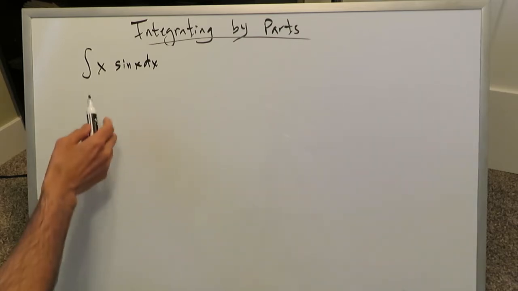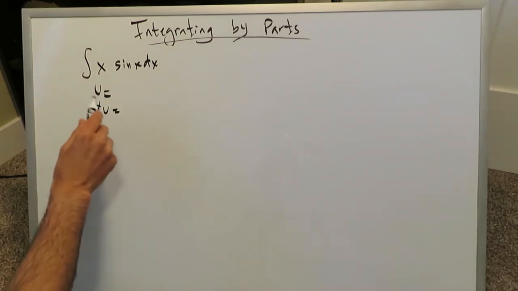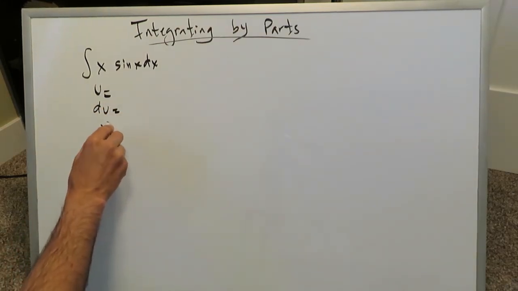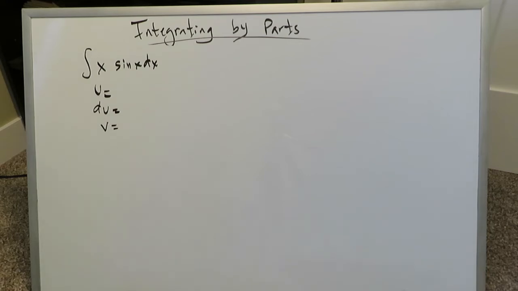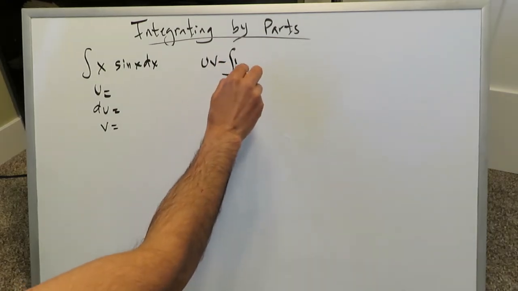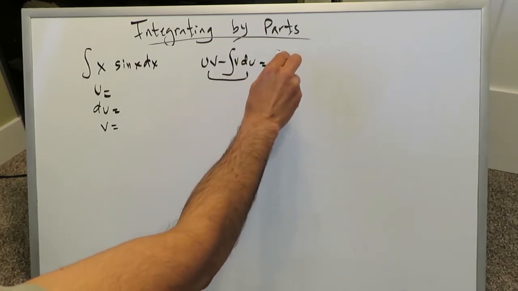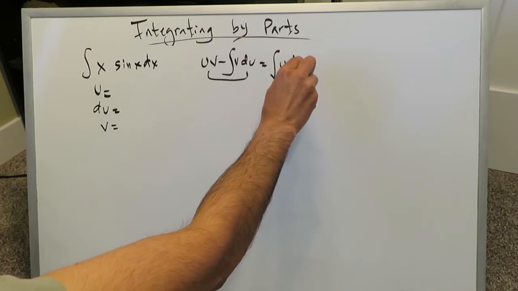The first thing you always have to determine is u. The next thing you always determine is du, which is the derivative of your u, and then you have to determine the v, because we know the formula to be this, and I'm only putting part of the formula, the main part, uv minus integral v du. This right here is the main part of the formula, and we know this equals integral of u dv.